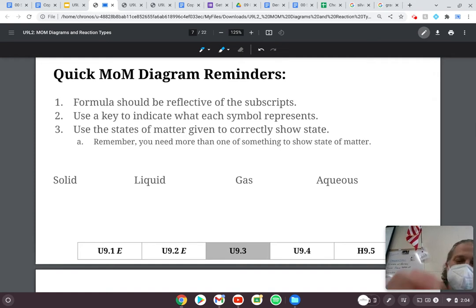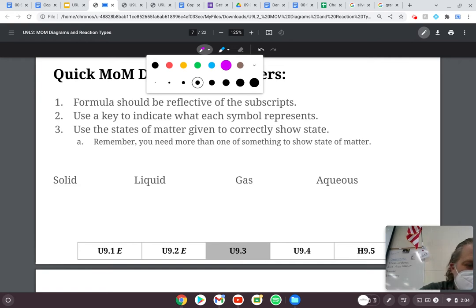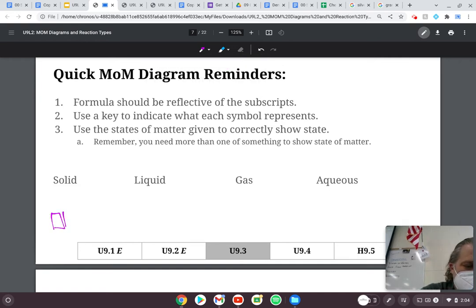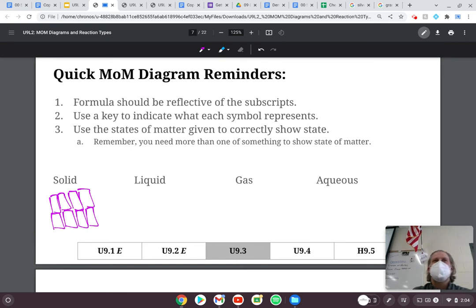So in this instance here, solids are drawn organized and touching. So when you draw a solid anything, it's going to be organized and touching. And it should probably be at the bottom of the box or wherever you're drawing it. Note that I drew 8 of them.